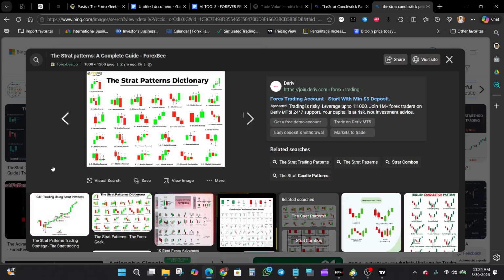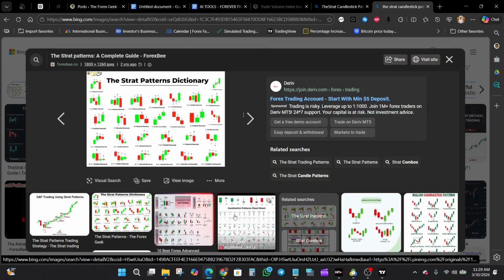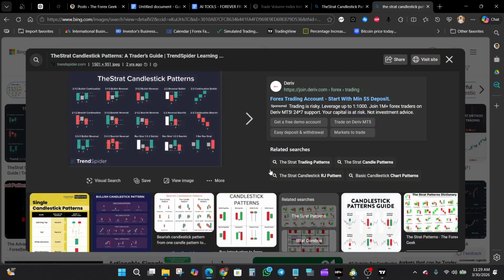You can also check your web browser. Of course, you can just do a little research on the strat patterns to see different combinations. We can see the 212 bearish reversal, the 122 bullish reversal, the 222 bearish reversal, and so on and so forth. So there are a number of them, a variety of these patterns. You can learn more about them and study them to understand how they form.